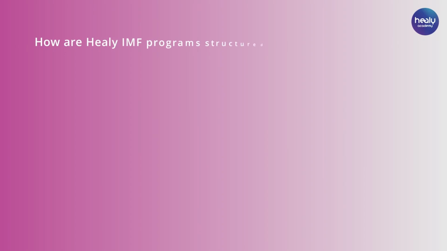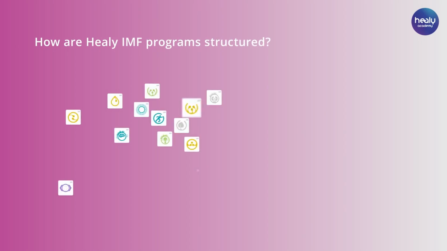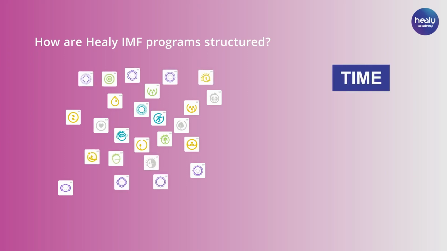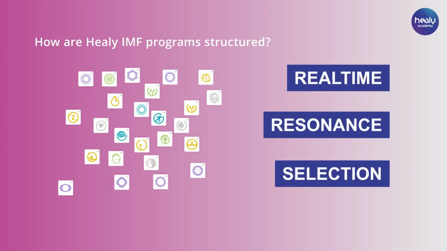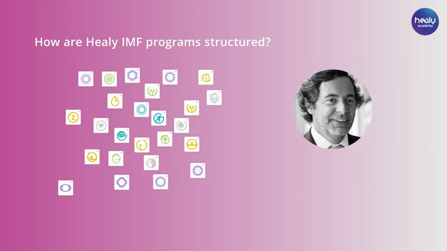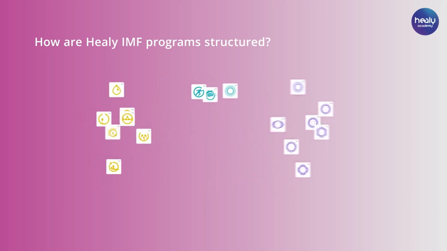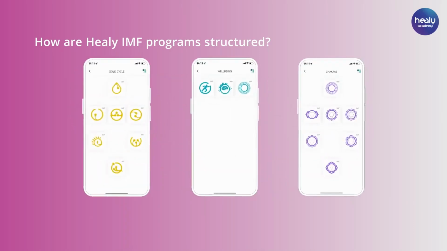How are Healy IMF programs structured? There are more than 300 different Healy IMF programs. They all can include the three different modes: real-time, resonance, and selection. The number and the order of these three modes are based on the application experience of Portuguese researcher Nuno Nina. They are individually selected and customized by the experts who have created the different Healy IMF program groups based on their years of practical experience.